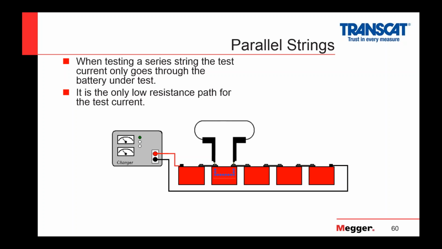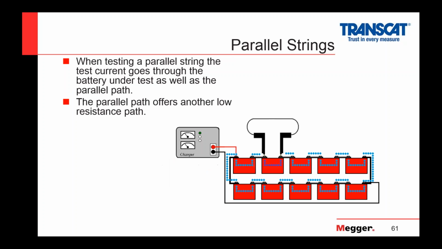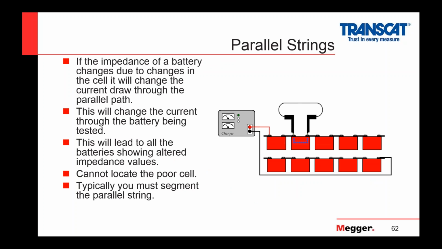Now, when we test a series string, we're injecting current through one battery, and there's only one path for it to go. So all the current will go through that battery. When I test a parallel string, I'm introducing another path. So when I inject the current to test it, the current can go through the parallel path as well. What's the problem with that? Well, it can be a problem in locating a poor cell.